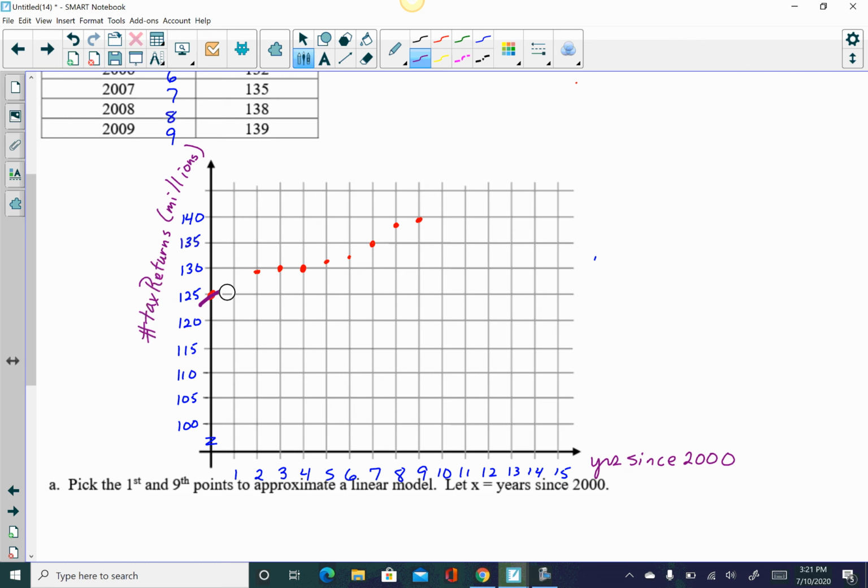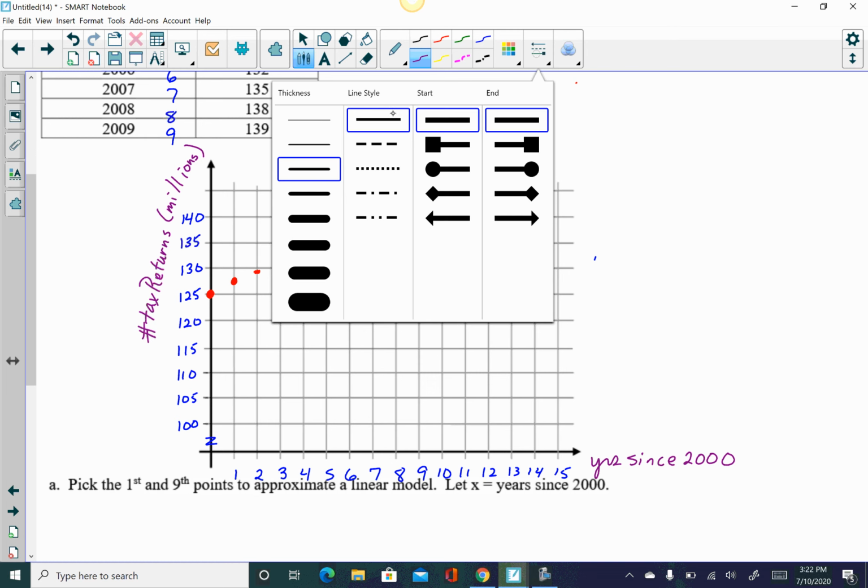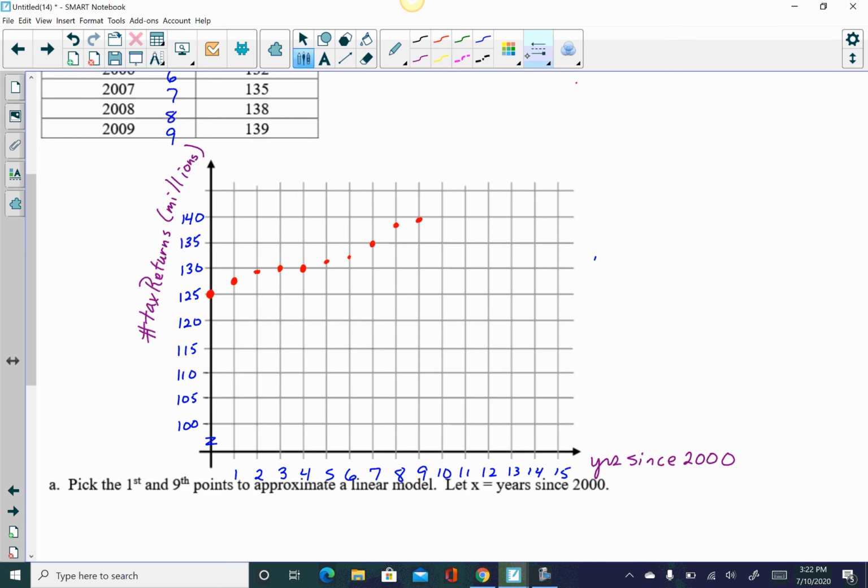So I'm a little nervous here of trying to do this freehand, but we'll see what happens. So 125 and then 127 were my points. All right, so what I'm trying to do here is to roughly, like I said, sort of hit through the middle as best I can. Let me make my line a little bit narrower.